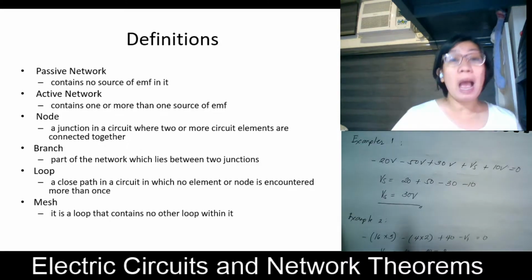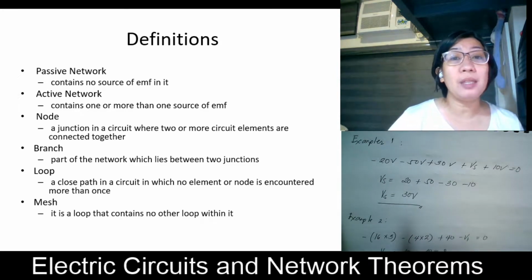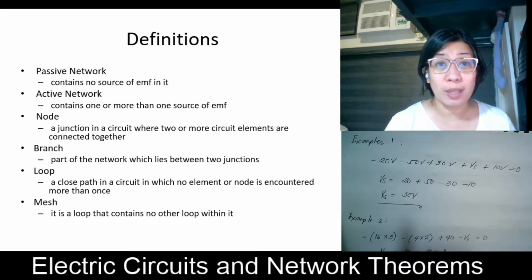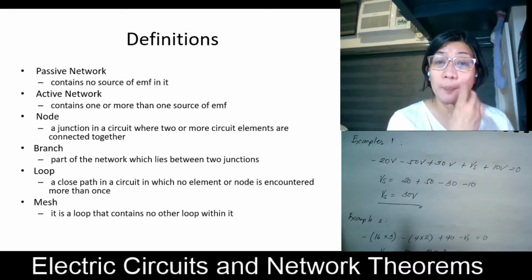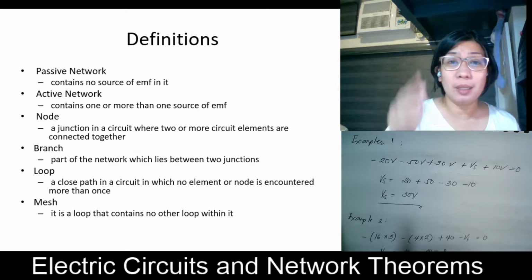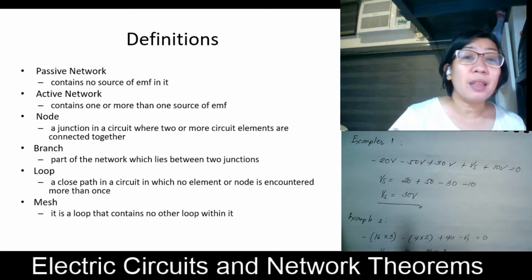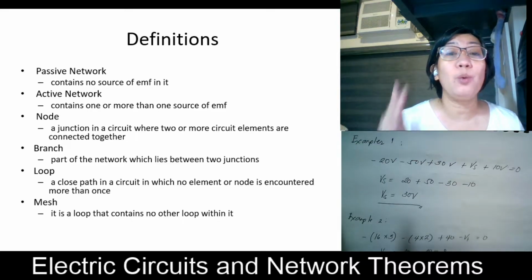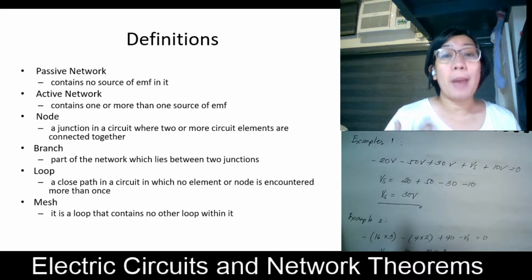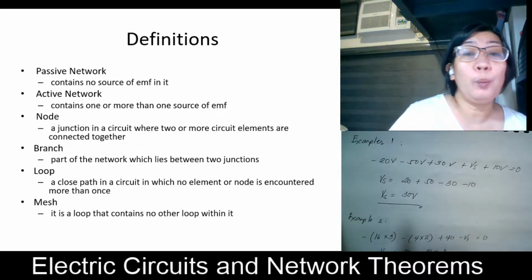And then we have a loop. This is a closed path in a circuit in which no element or node is encountered more than once. So you're going to go around a certain loop only once. The current will pass through that certain path only once. And then we have a mesh. It is a loop that contains no other loop within it.